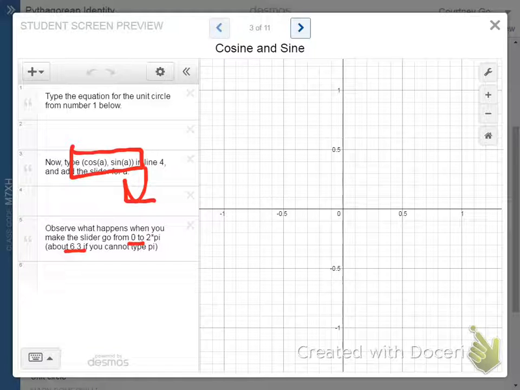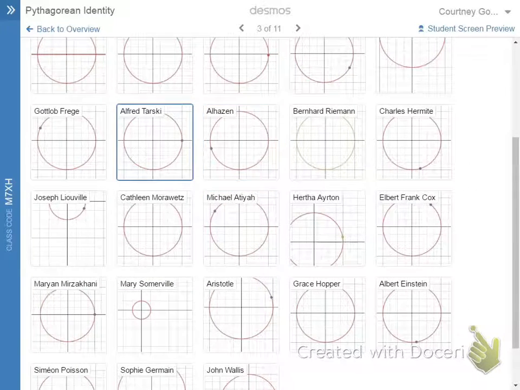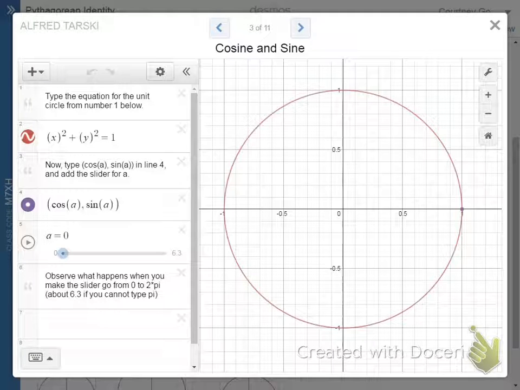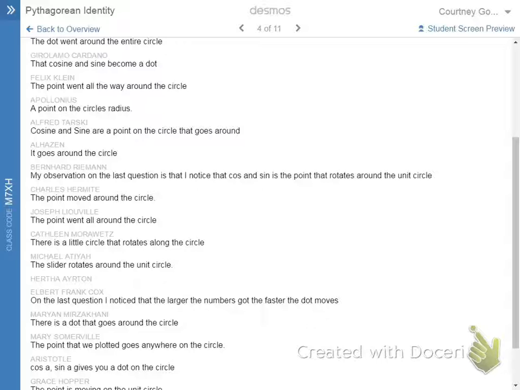Here you can see what this looks like. So here's one student. They have their x squared plus y squared equals 1. That's the red circle. Then the purple dot is the point cosine A comma sine A. And when I push play, you can see that that purple dot goes around the circle. So that's basically what students observed. They noticed that cosine and sine is a point that rotates around the unit circle. The point went all around the unit circle. Things like that.